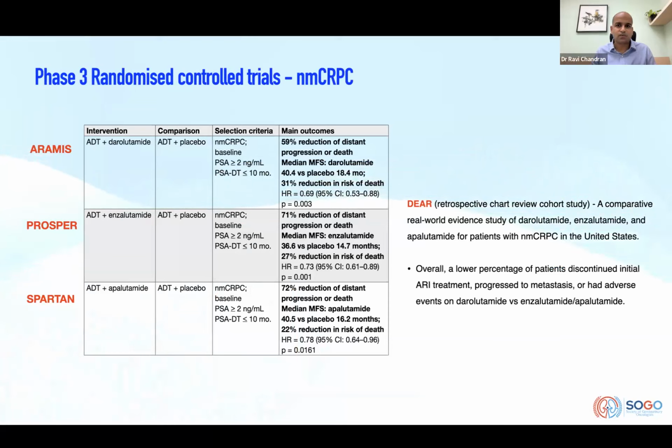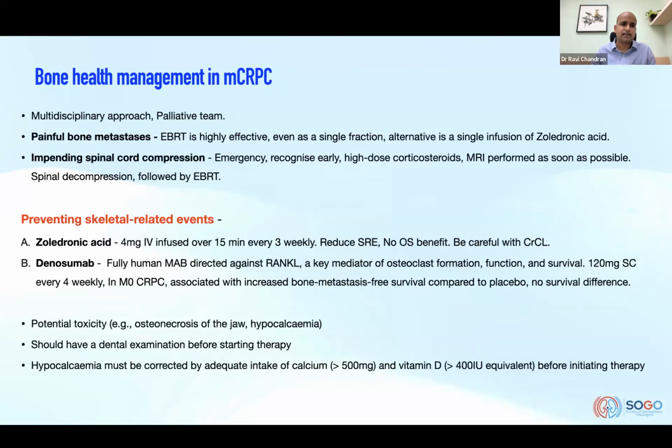Of the 3 trials, which is better? There was one retrospective trial named DEER, which was done in the US, which showed that darolutamide was a little better compared to the other 2 drugs in terms of adverse events as well as in terms of time to progression of metastasis. Finally, bone health management is crucial.